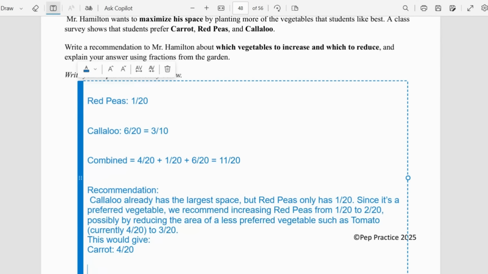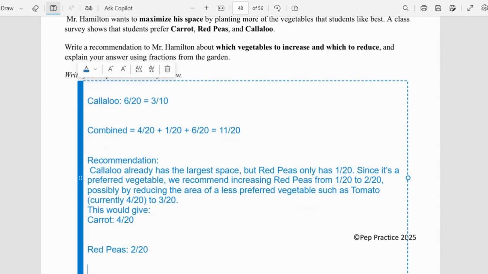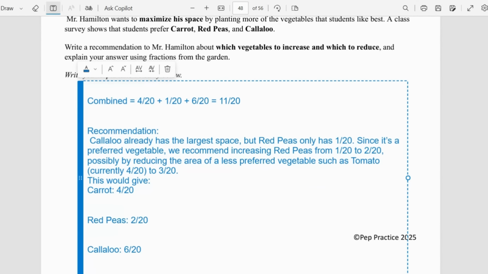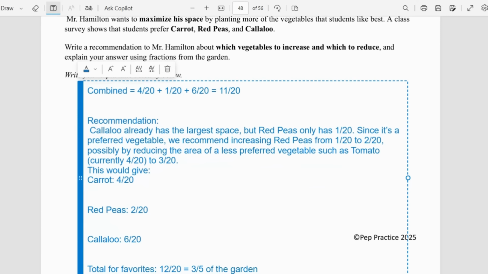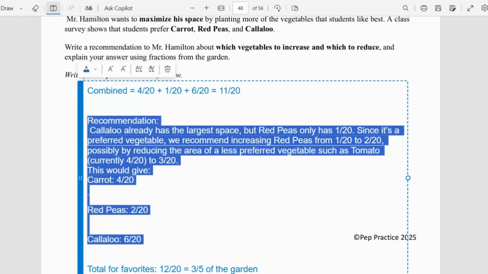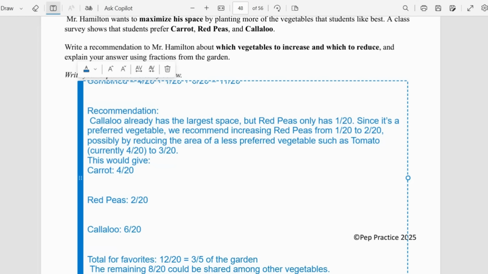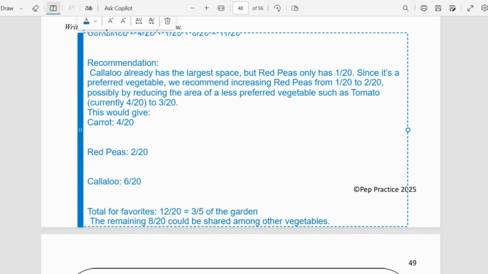So therefore, combine, that would be 4 over 20 plus 1 over 20 plus 6 over 20, which is 11 over 20. So callaloo already, based on my recommendation, I can say callaloo already has the largest space. So I wouldn't change anything for the callaloo. But red peas only has 1 over 20. Since it is a preferred vegetable, we can recommend increasing red peas from 1 over 20 to 2 over 20.